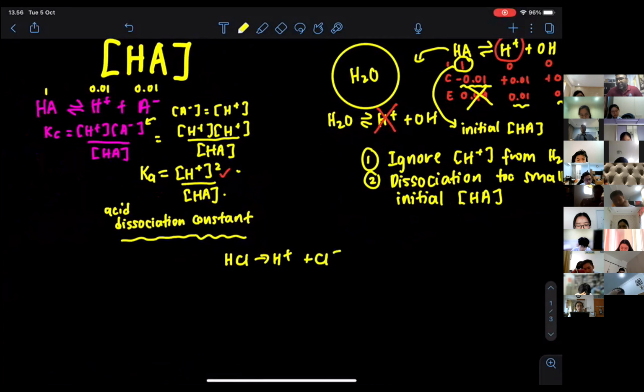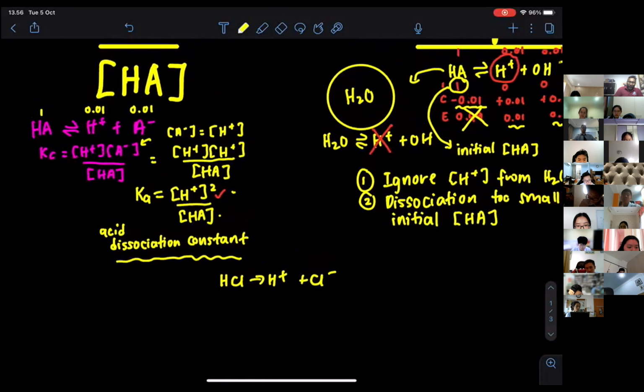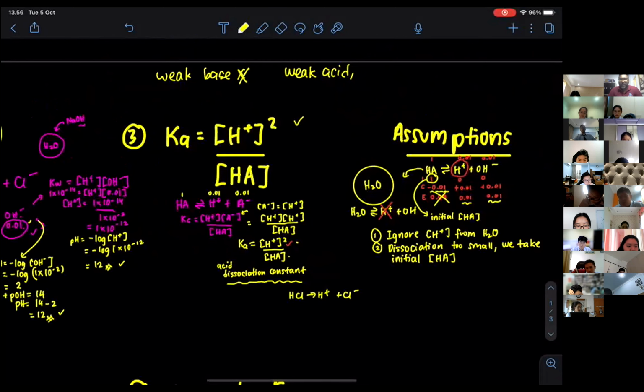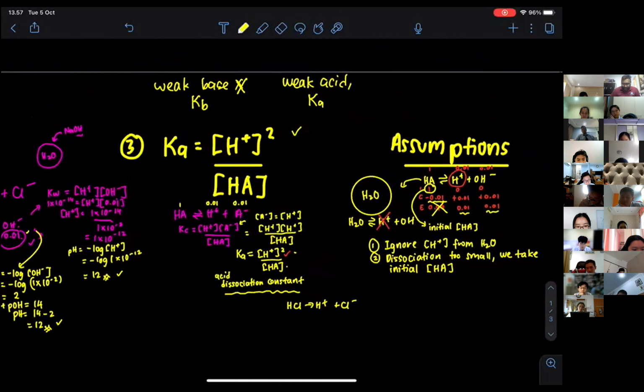So this Ka is only valid for weak acid. And I told you, how about weak base? You do not need to learn it in your syllabus; it is not going to be in the syllabus. But if for weak acid we use Ka, then for weak base we use Kb. It's the same formula, but they will not ask you. You do not need to know about it. And if you look at it, I can summarize.